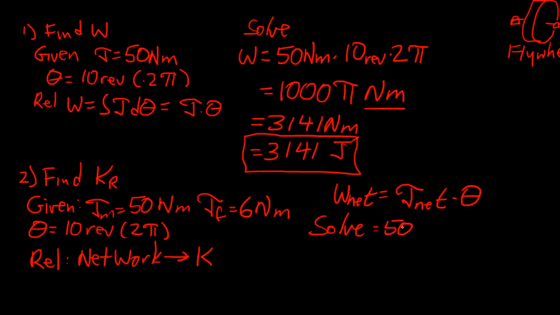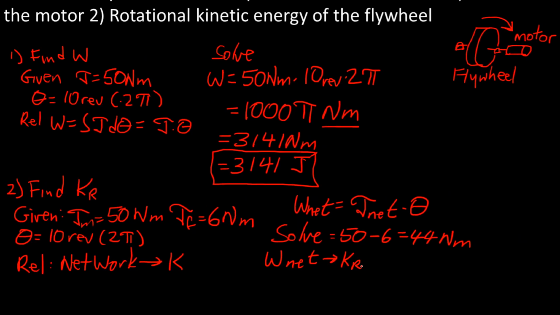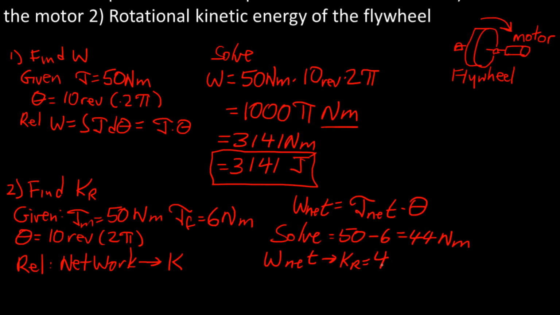Our net torque, 50 minus 6, is going to give us 44 Newton meters. So we'll end up with our net work, which becomes our rotational kinetic energy, 44 Newton meters times 10 revolutions times 2 pi, 880 pi. So that works out to 2,763 Newton meters, also called joules.